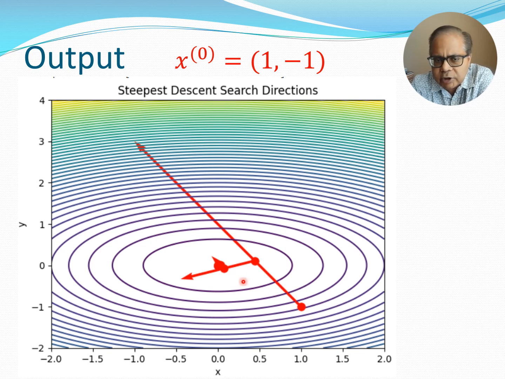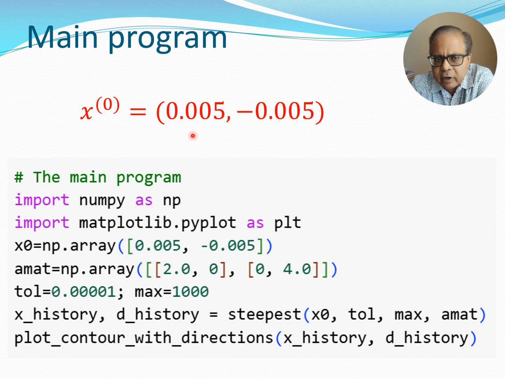Now it would be interesting to see how things would perform in this region, because it's getting kind of cluttered and obfuscated because of the lot of iterations taking place in this small region. So I'm going to take a particular sample point from the previous runs and use that. That particular point was 0.005, -0.005. So I take that as the starting point, and I once again run this main program. Again, remember, in this main program I'm calling steepest, and I am also calling the plot contour with directions function.